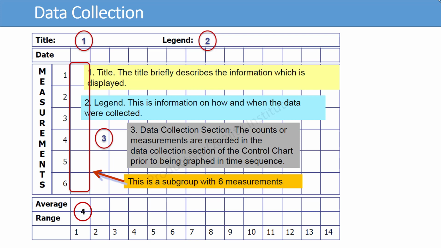After collecting data, they will be written in a template, same as shown. The template is divided in 4 sections. First is the title, which briefly describes the information which is displayed. Second is the legend. This is information on how and when the data is collected. Third, data collection section. The counts or measurements are recorded in this section of control chart prior to being graphed in time sequence. Fourth, the average and the range calculation area. The calculated averages and range of the subgroups will be entered here.